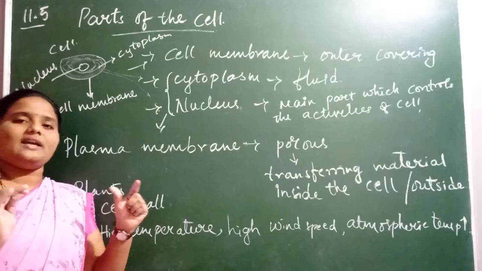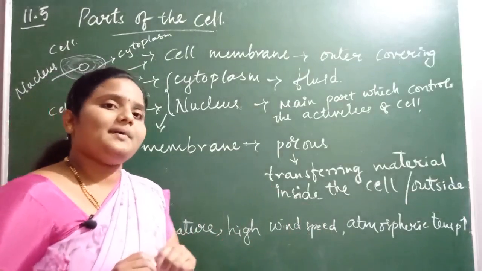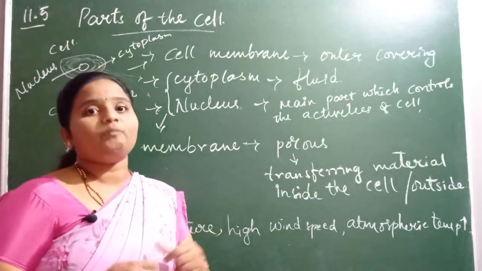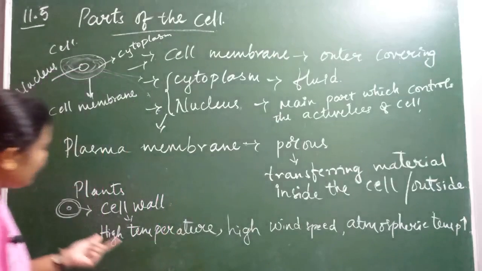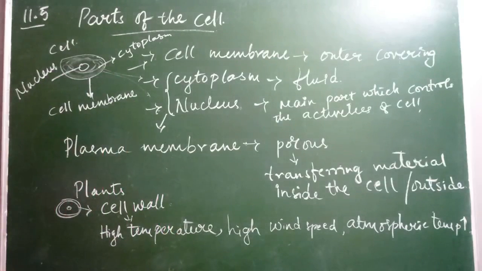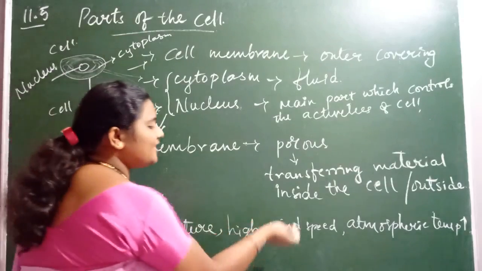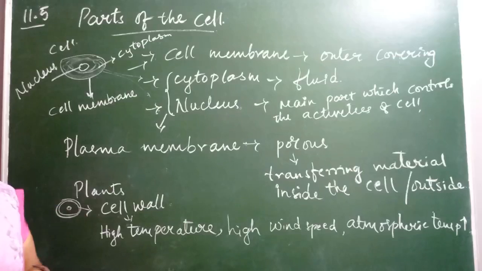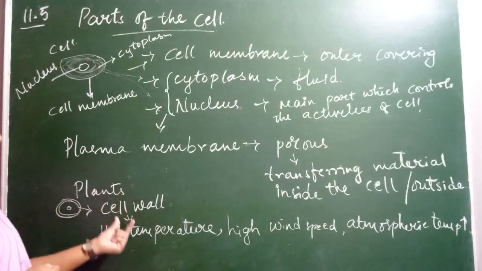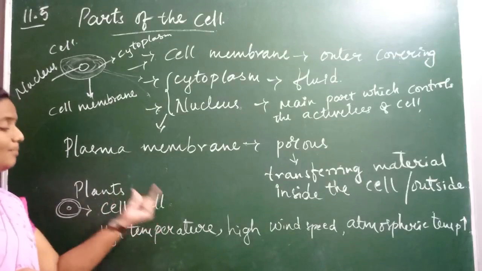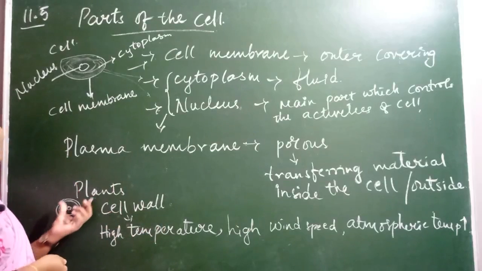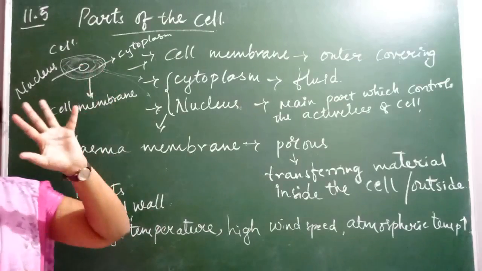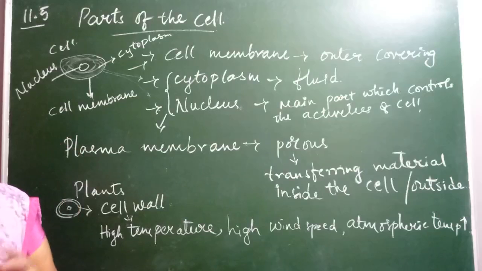For example, let us consider, children. We people during the cold days, what we will do? We wear sweaters, shrugs, shawls we will use. But the plants don't move, children. They have to protect from high temperature, high wind speed and atmospheric temperature. Then how are they adapting their body, children? That is what? By the help of a cell wall. This cell wall along with the cell membrane, it protects what? The different cell organelles of the plant body.